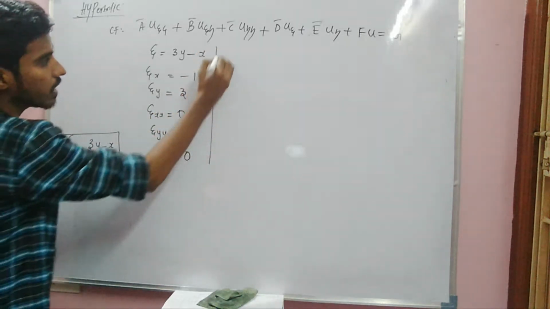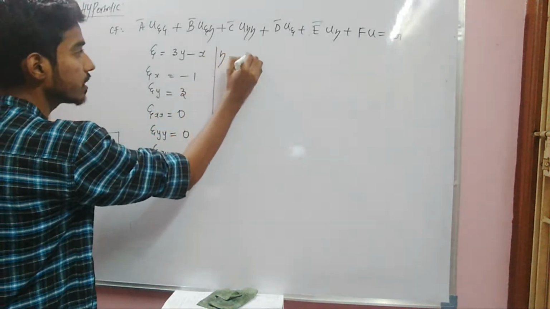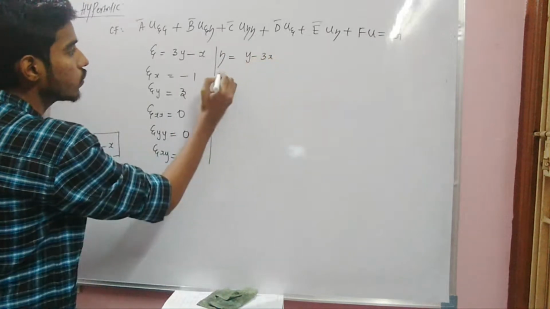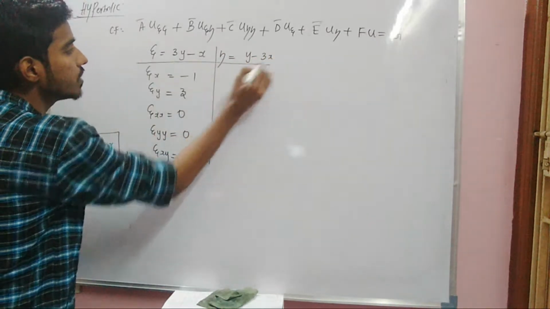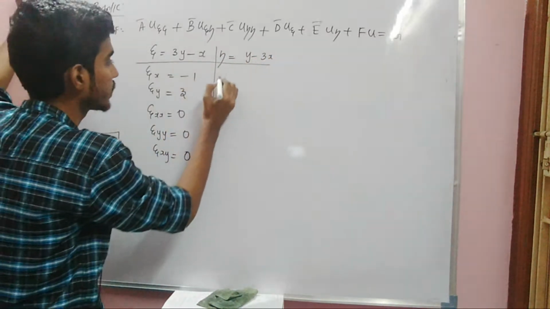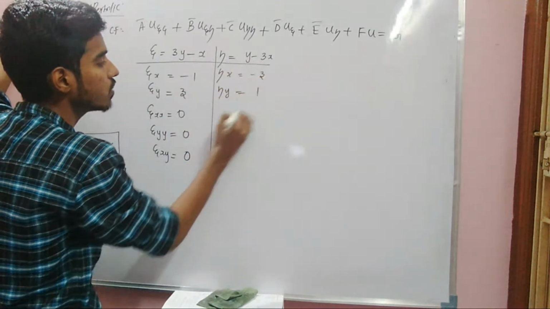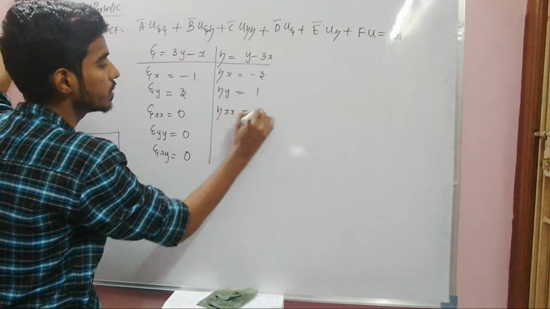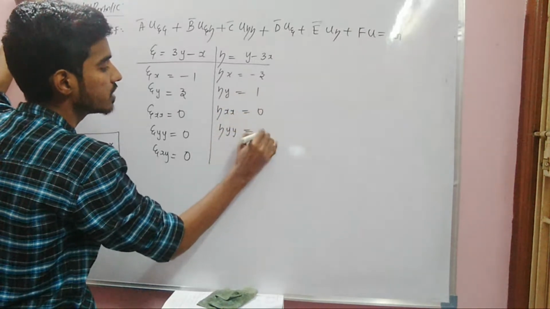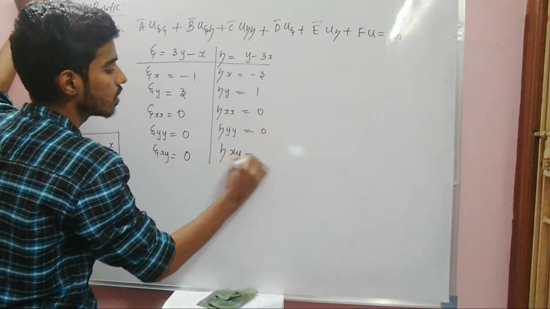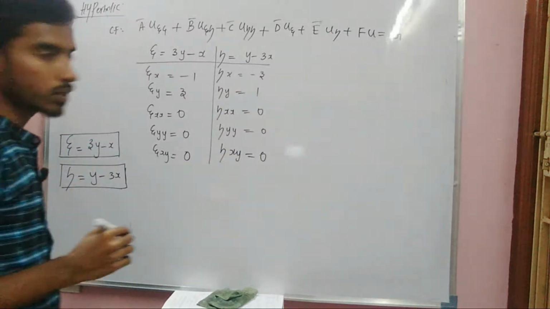Now we have eta. What will be our eta? Eta is y minus 3x. Now you find all the possible derivatives. These will be used in substituting in the canonical form. So what will be my eta x? It is minus 3. Eta y will be 1. Eta xx will be 0. Eta yy will be 0. Eta xy will also be 0. Right? Yes.